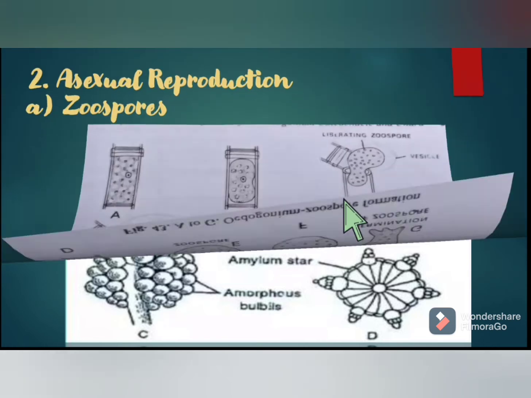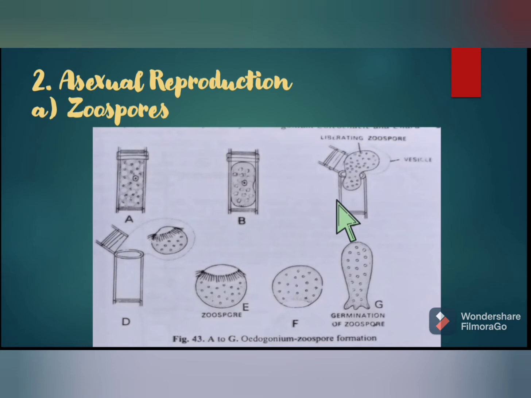Coming to the next type, we have asexual reproduction, and this type of reproduction is a common feature again in most of the members of Chlorophyceae. It also takes place in several ways. The first one takes place by zoospores. The common method by which asexual reproduction takes place in green algae is by the formation of motile, naked asexual spores called zoospores. These zoospores may be biflagellate or quadriflagellate. Two flagella are present, or four, or many.